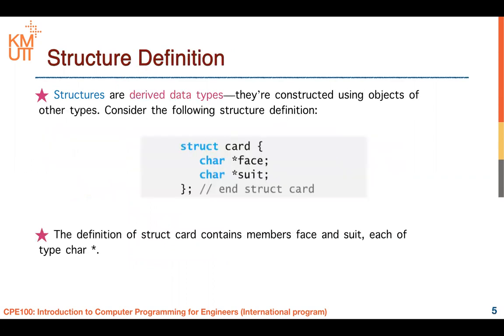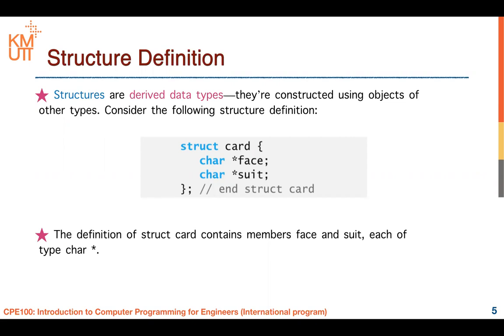Okay, the next one is the structure definition. If you want to use a C structure, you have to know how to define it. Structures are derived data types, constructed using objects of other types. So if you want to define a playing card like this, you can start with struct. Struct is an abbreviation of structure. You can simply use struct in order to define our structure.